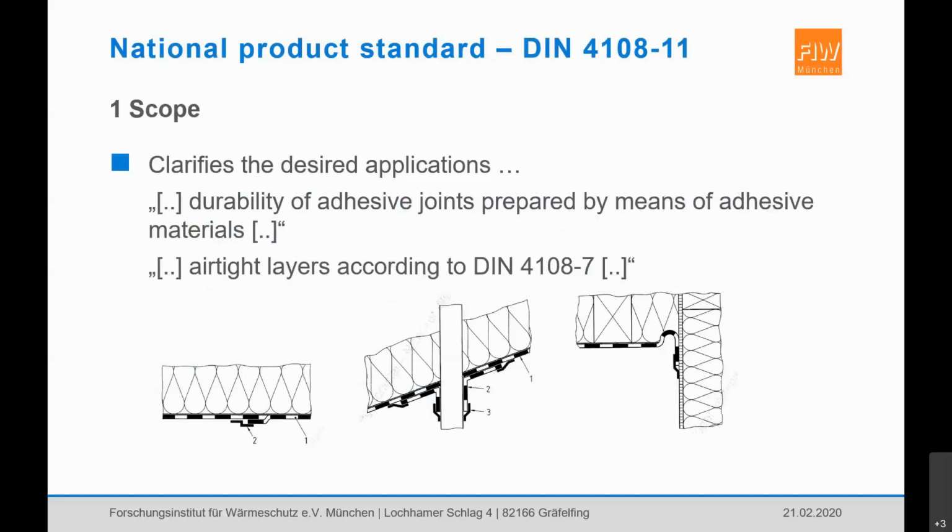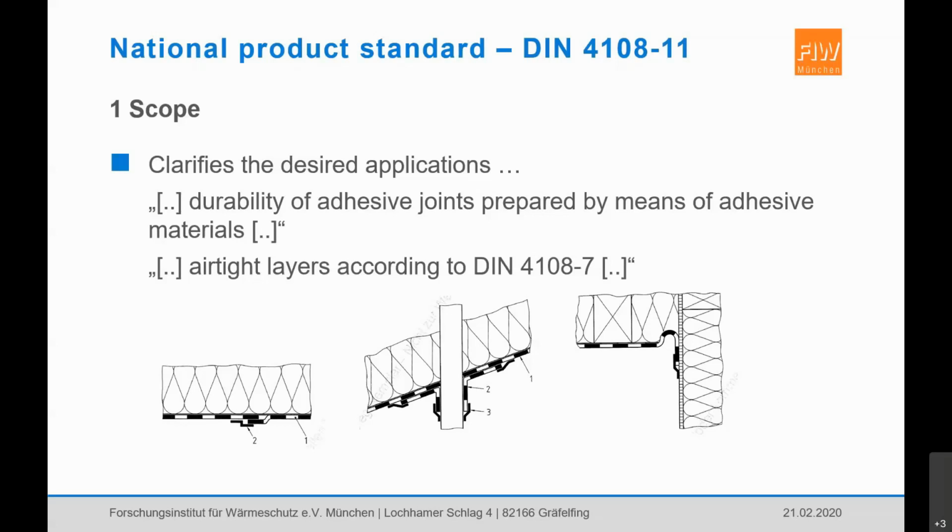All standards start with a scope, so it's a very important chapter of the standard. What's the intention of the scope? It shall clarify the desired application. Here in our case, it's about the durability of adhesive joints prepared by means of adhesive materials, and then more precisely for airtight layers according to DIN 4108 Part 7. So these are some examples you can see here below.